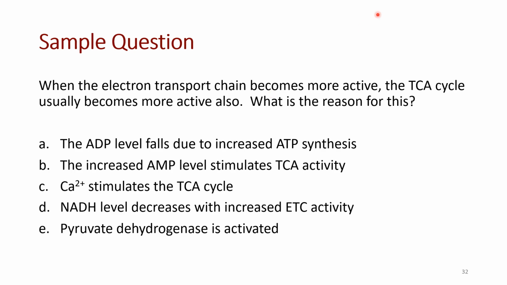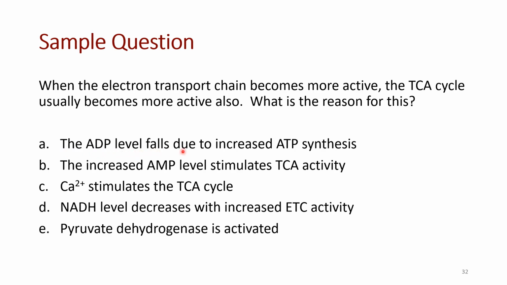But if you recall, the TCA cycle produces NADH and FADH2. If you recall, the electron transport chain consumes those molecules. It takes the electrons away. So if the electron transport chain is active, it means it's using up all those electrons and all those electron carriers. And the TCA cycle will sense that by saying the NADH level is going down. The FADH level is going down too, but NADH is the main signal. And so as the electron transport chain consumes the NADH, TCA cycle loses the inhibition and it becomes more active. So we're looking for an answer that has something to do with NADH levels and TCA cycle activity.